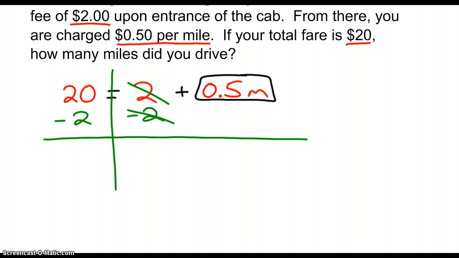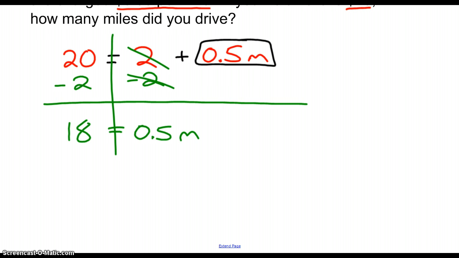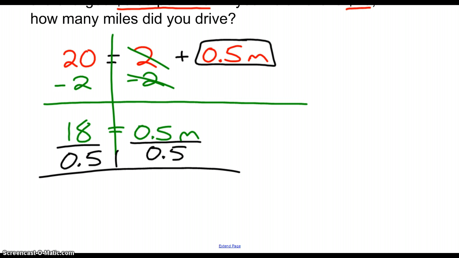All right, so over on the right side, we're left with 0.5m, and 20 minus 2 is 18. So now we have to solve 0.5 times m equals 18. Since my variable is being multiplied by 0.5, we'll do the opposite and divide by 0.5. This is essentially asking us how many halves go into 18. Well, there are 36. So 0.5 divided by 0.5 is 1m, or just m.